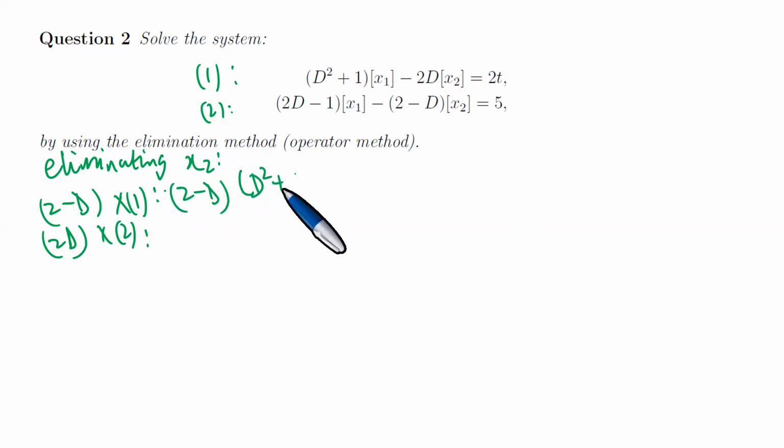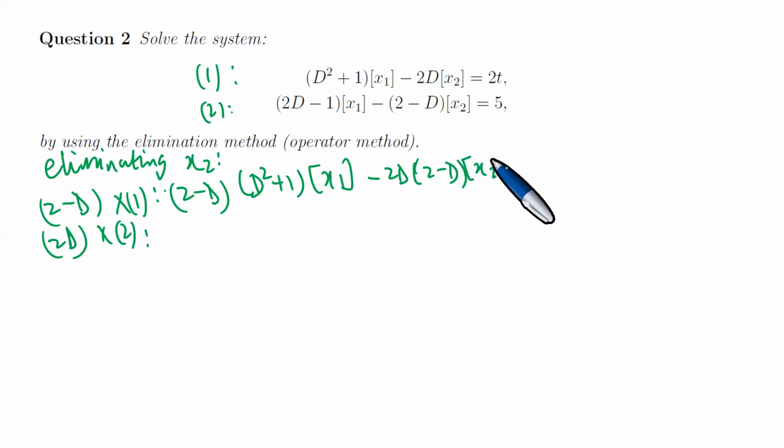Yes, d squared plus 1. And then now we multiply this one as well by 2 minus d. And then it is x2. And then we multiply here. It becomes 2 minus d, twice t. Okay, this is effective.